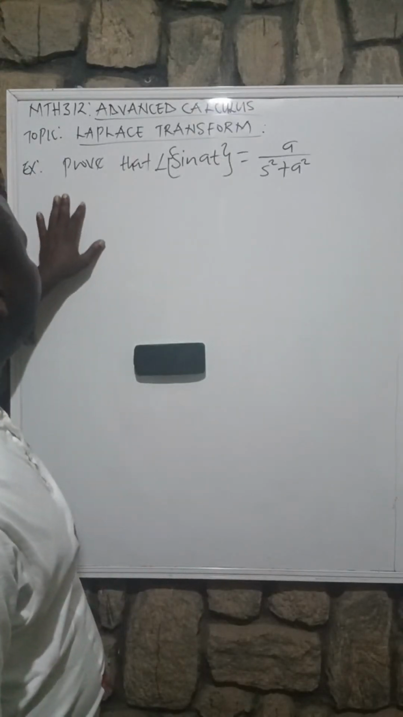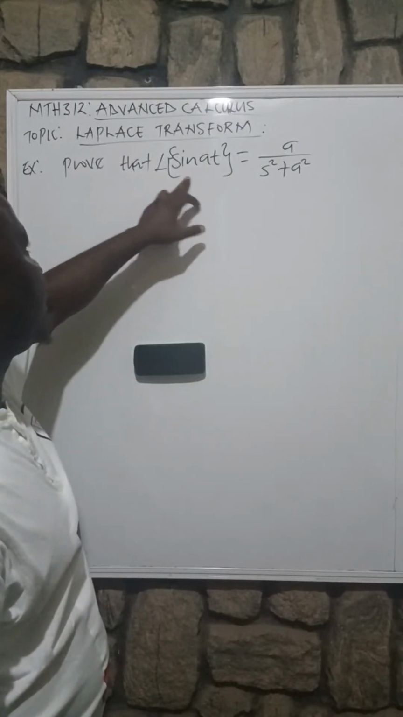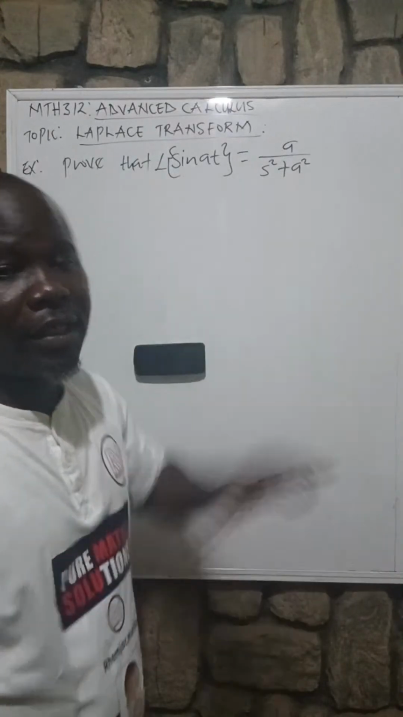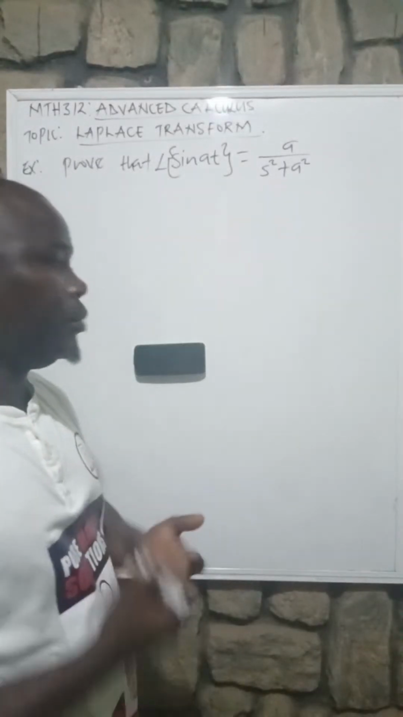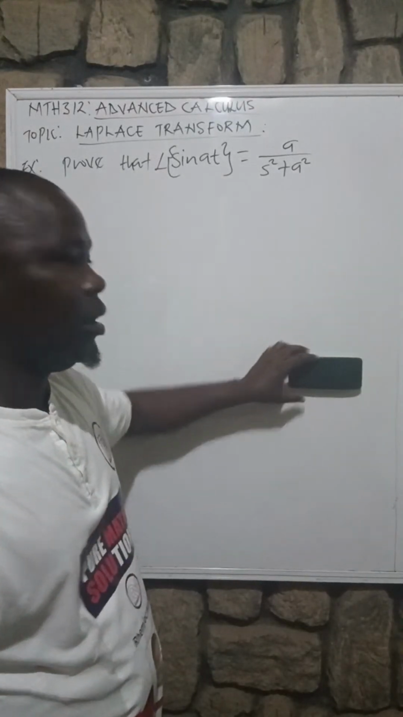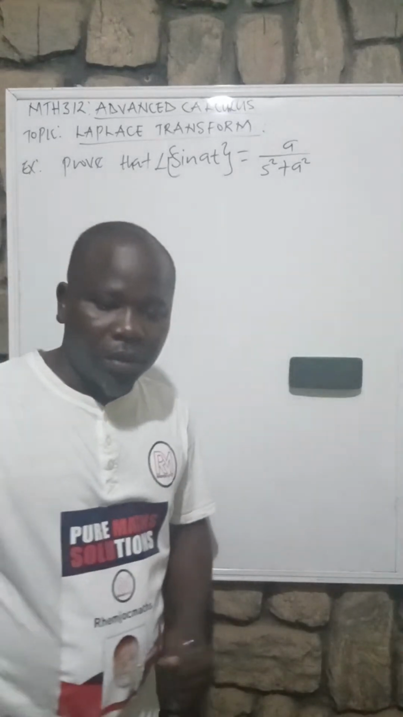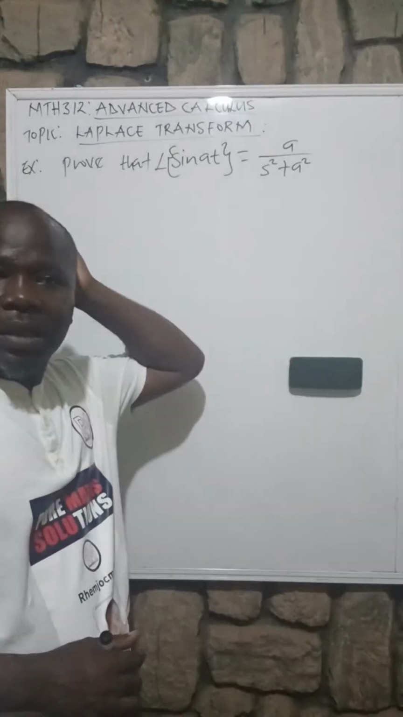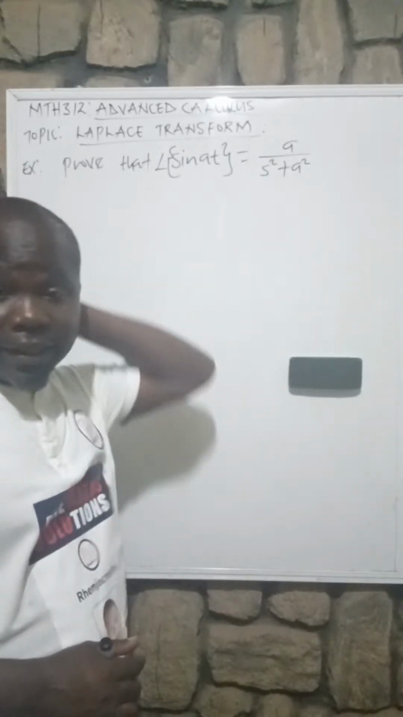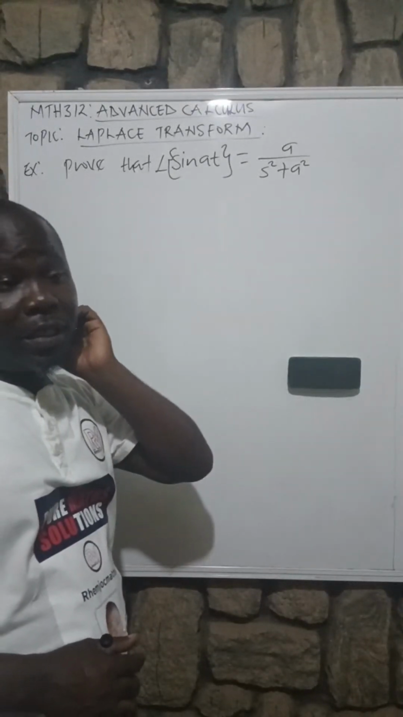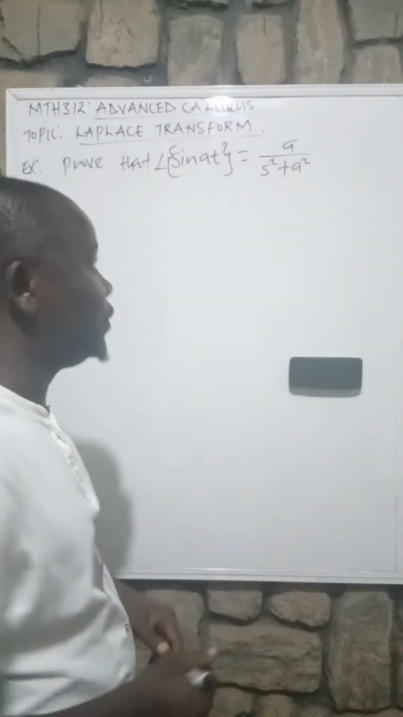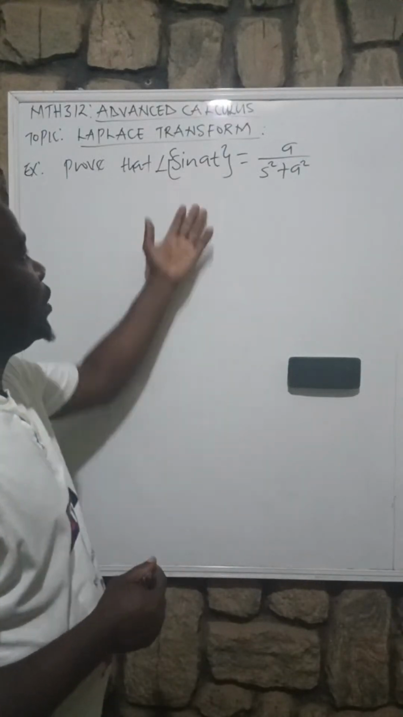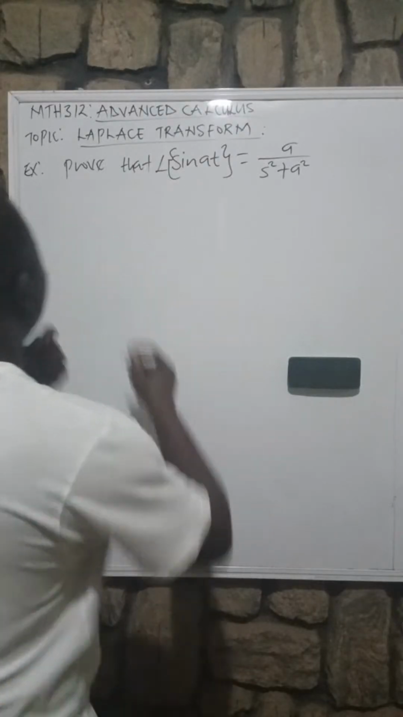Here we have another problem. Prove that Laplace of sine at equals a all over s squared plus a squared. It's as simple as ABC. Is that clear? I strongly believe that you were taught hyperbolic functions in your ND, that is your year one calculus. I don't know whether you were taught hyperbolic functions, but you know hyperbolic functions very well. I don't think this will be difficult. It's okay. So let's proceed.